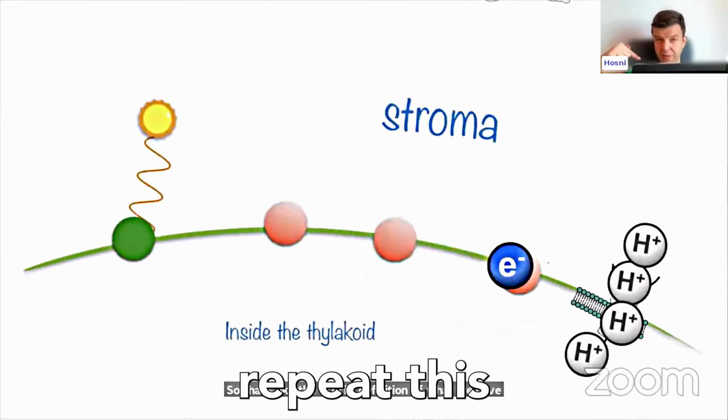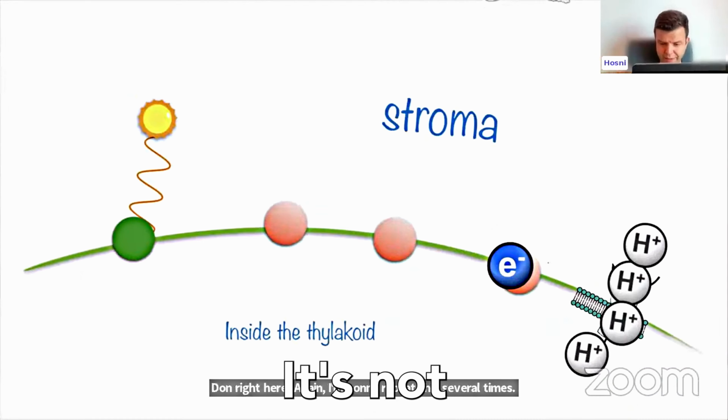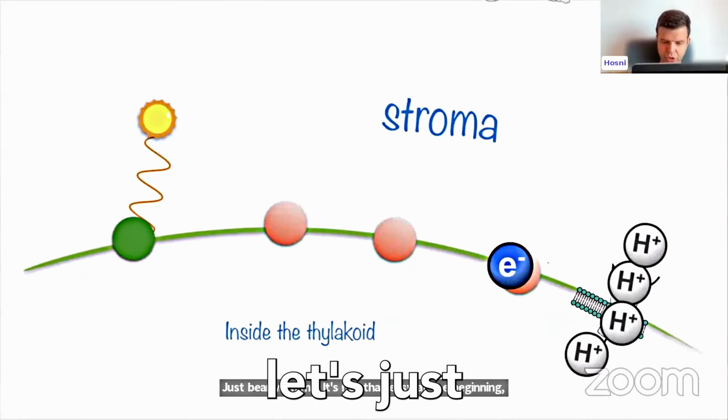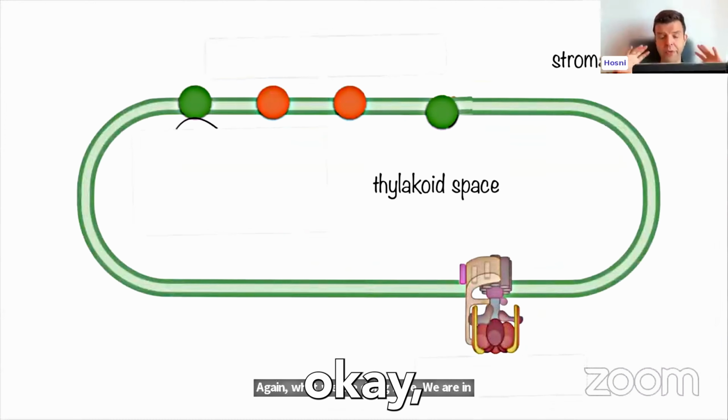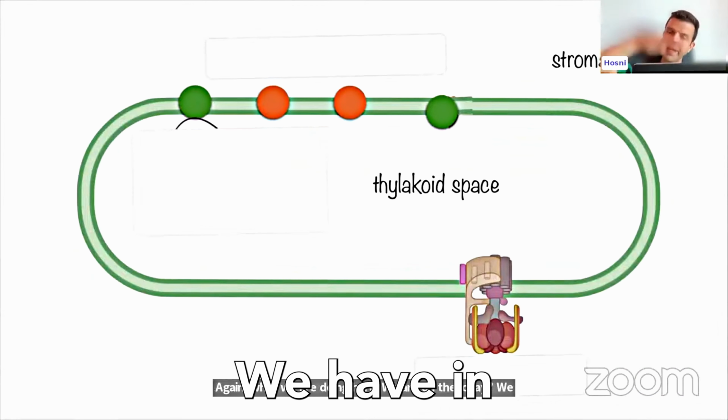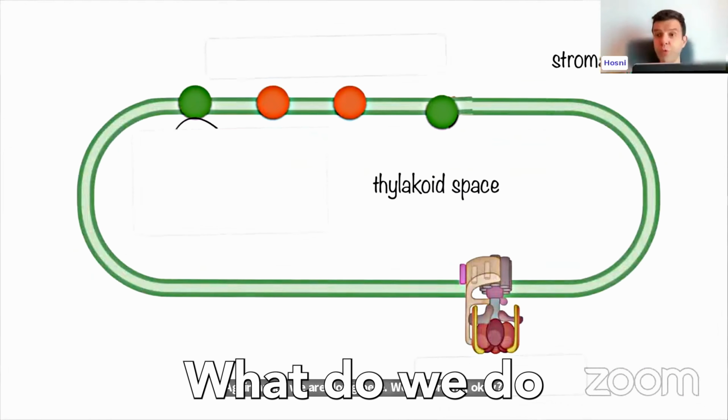Again, I'm going to repeat this several times. Just bear with me. It's not that easy at the beginning, but let's just do it one more time. Again, what we are doing here, we are in the thylakoid, okay? We have in and out. What do we do first?